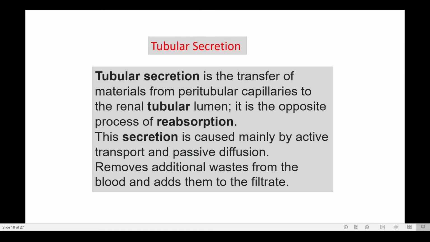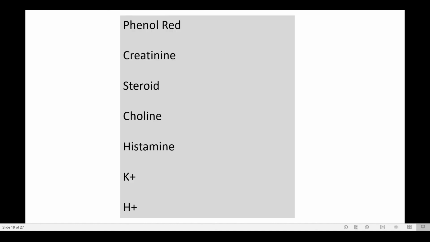And finally, the tubular secretion. Now, tubular secretion is the transfer of materials from peritubular capillaries, which are nothing but the capillaries surrounding the nephron, to the renal tubular lumen. It is the opposite process of reabsorption. This secretion is caused mainly by active transport and passive diffusion, removes additional wastes from the blood and adds to the filtrate. These are the substances which get secreted: phenol red, creatinine, steroid, choline, histamine, potassium ion, hydrogen ion, etc.